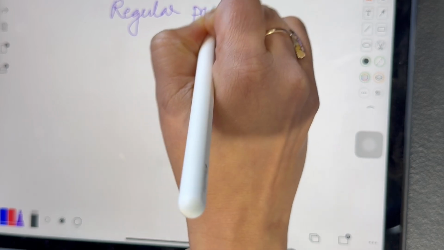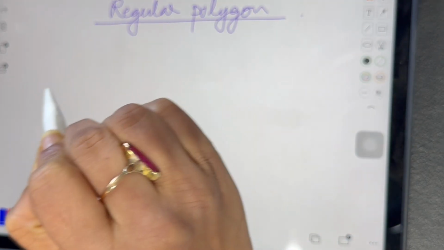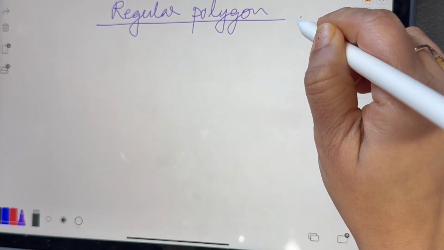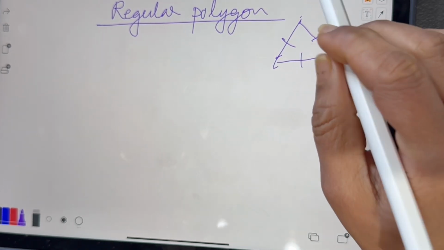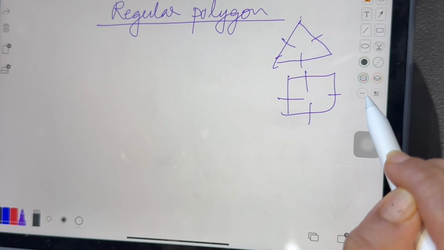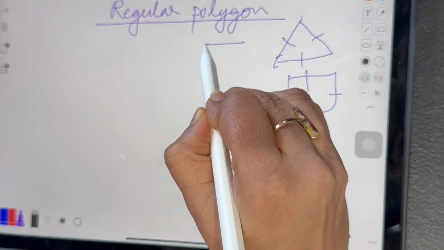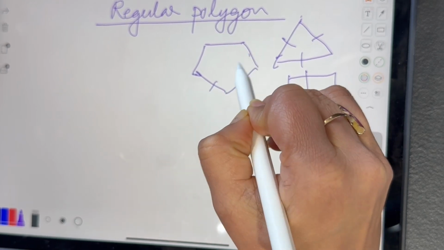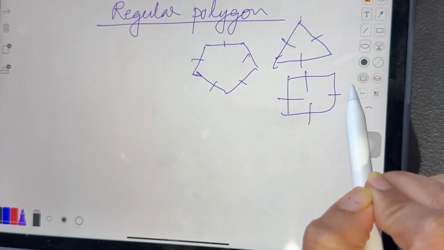What is a regular polygon? A polygon with all sides equal and all angles congruent is called a regular polygon. So what is a regular triangle? It's an equilateral triangle. All sides are congruent, all angles are congruent. What is a regular quadrilateral? It's a square. If I talk about a pentagon, you have to make sure all the sides and angles are congruent, then it is a regular pentagon. Same with a regular hexagon.